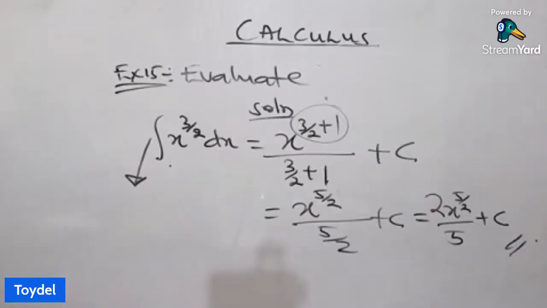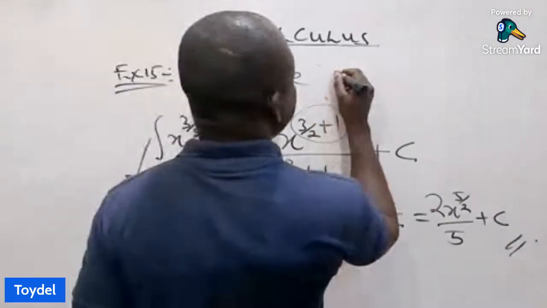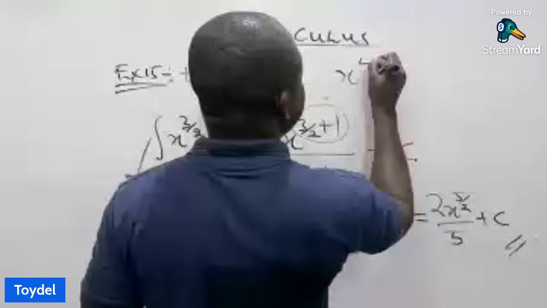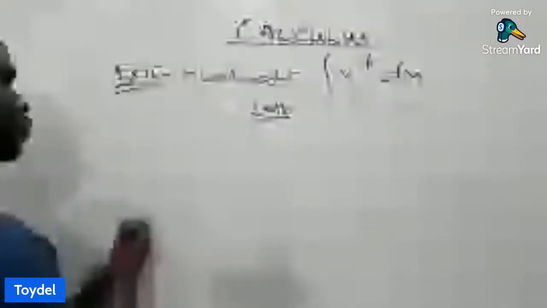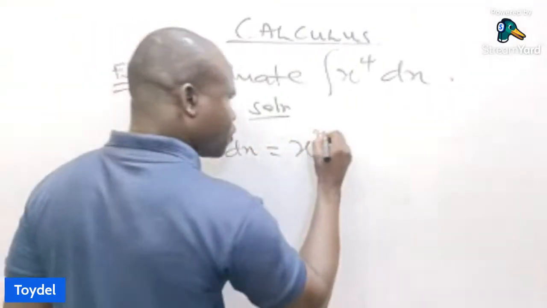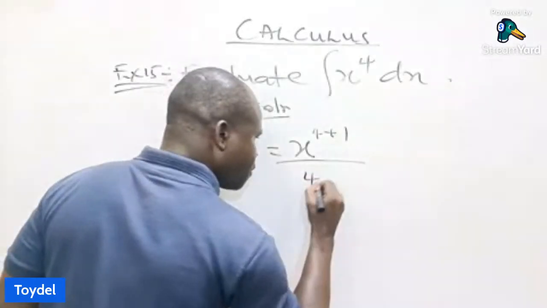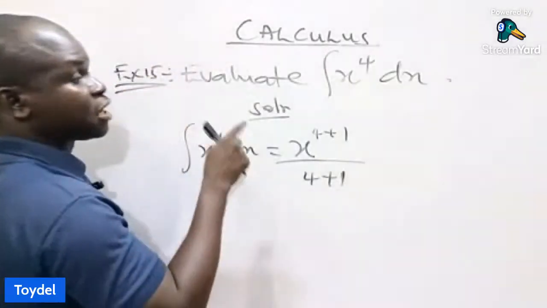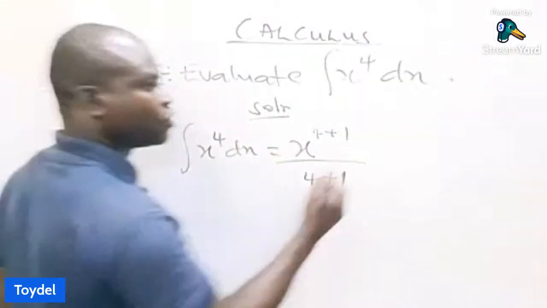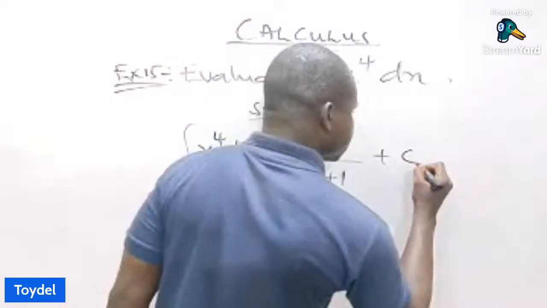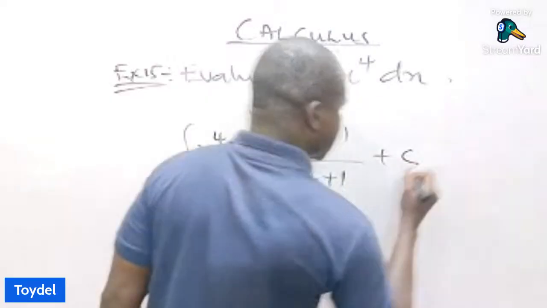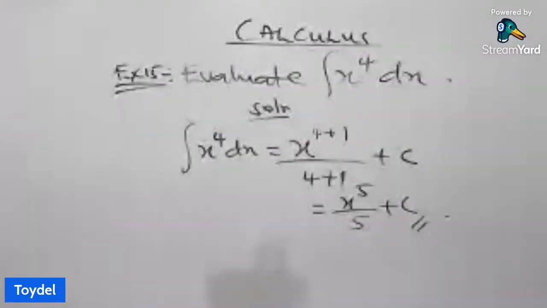Let's take note. So you can have this type of problem. You can be asked to evaluate the integral of x raised to power 4 dx. If you want to integrate that, it will be x raised to power 4 plus 1 all over 4 plus 1. Under integration of trigonometric function, this is what we are going to do. Plus arbitrary constant. Okay? And you are going to have x raised to power 5 over 5 plus arbitrary constant, and that's the answer. So when you integrate indefinite integral, it is a must to put arbitrary constant.